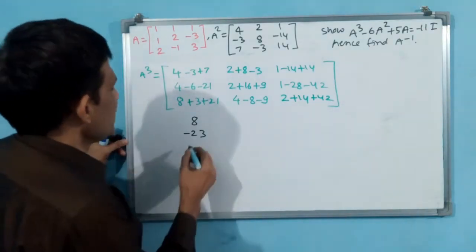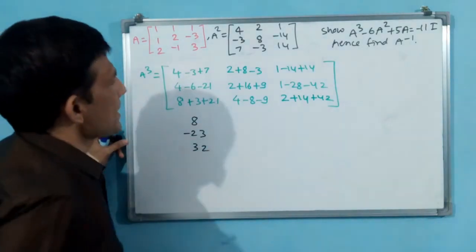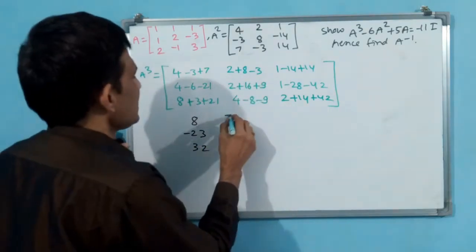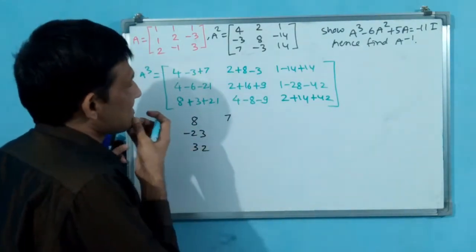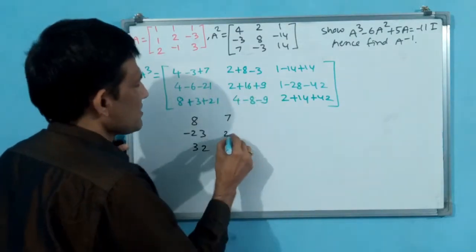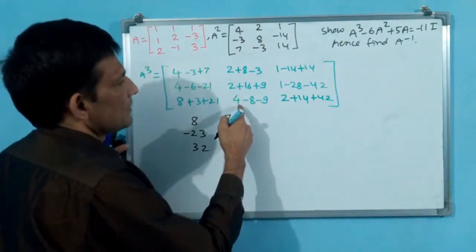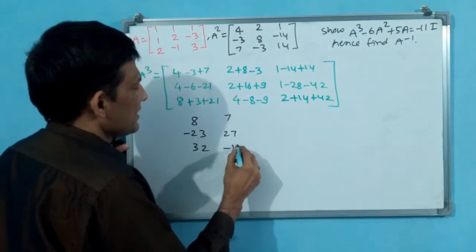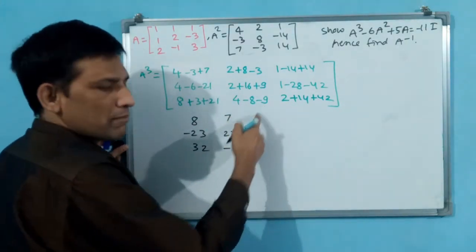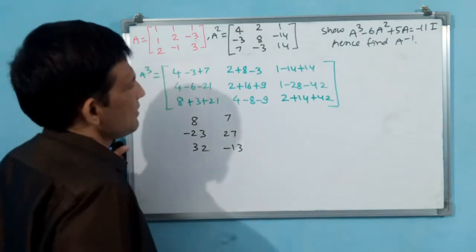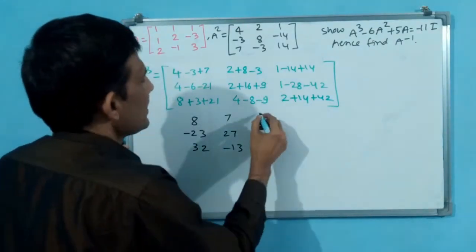12, 32. Okay. 10 minus 3, 7. 18 plus 9, or else 25 plus 2, 27. Minus 4, minus 13. Is it okay? Why? Because see, minus 4, minus 9, minus 13. Okay. Now 1.